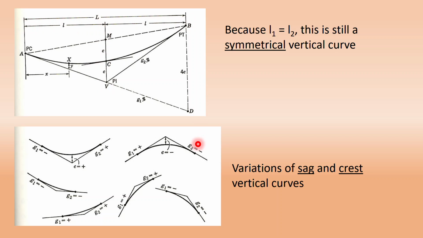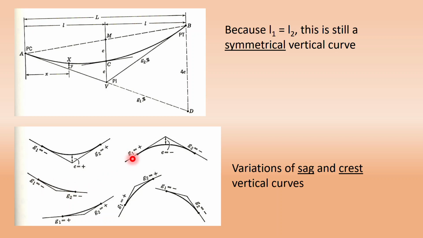And you don't have to have opposing gradients, positive going into a negative or vice versa, to have a vertical curve. You can have all sorts of configurations. This is your traditional sag curve, right? Negative coming in, positive going out. You could also have a sag curve with two negative gradients, right? Negative coming in and a different negative going out. You're still needing to smooth that transition between gradients for vehicles.